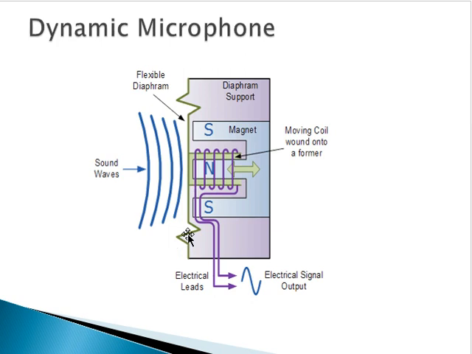What do you mean by diaphragm? That we have seen earlier. And this is the moving coil. The diaphragm is attached to this electromagnet, the N pole we can say, and this is a moving coil wound onto the former, and the electrical contacts are taken like this. Generally, sound waves are applied like this.